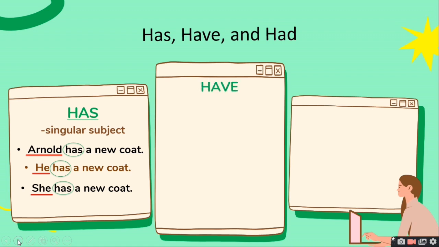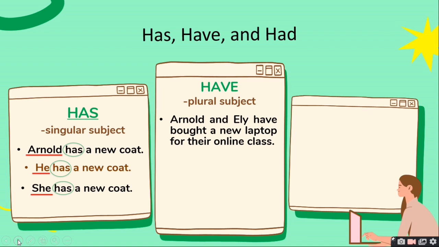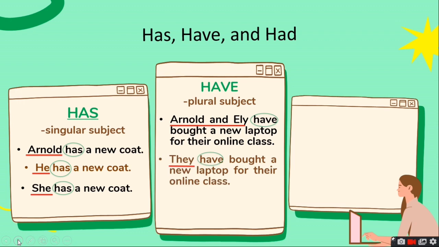On the other hand, have is used when there are two or more subjects. For example, Arnold and Ellie have bought a new laptop for their online class. In this sentence, we use have because there are two subjects, Arnold and Ellie. Always remember that when there are two or more subjects, we use have in a sentence. They have bought a new laptop for their online class. We have bought a new laptop for our online class.